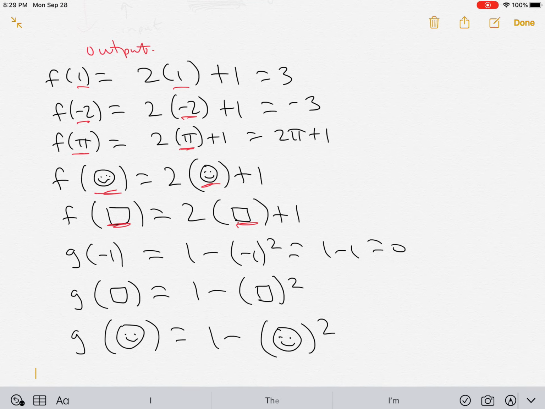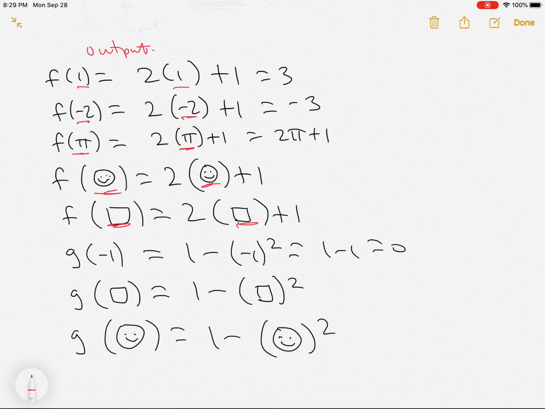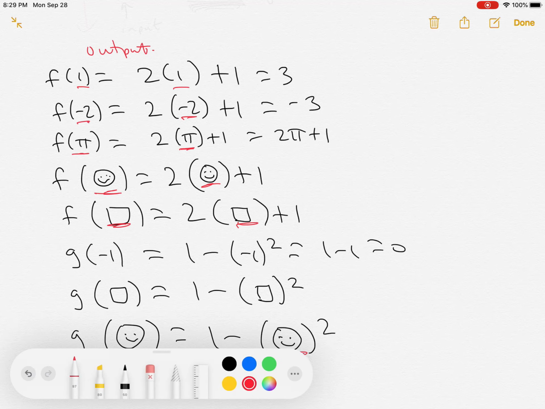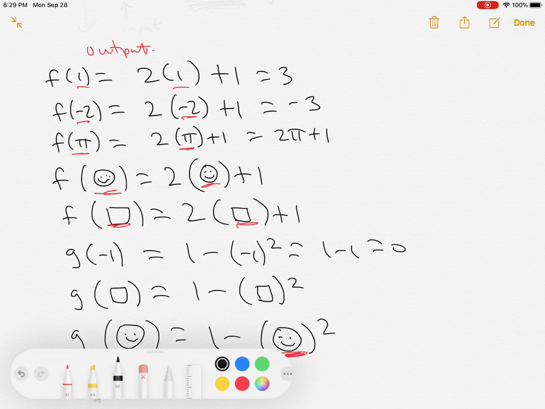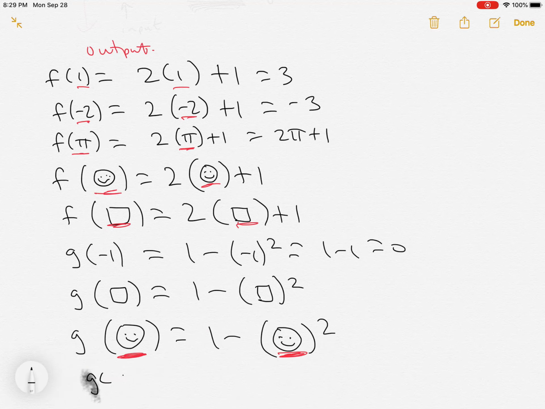Point being, and again, I don't know why this doesn't stick, when you're using this notation, whatever's given to be put in here, you put in there. It just follows the function. So in this case, we have g of x equals 1 minus x squared. And so wherever there's an x, we put another input. In this case, it's smiley face.